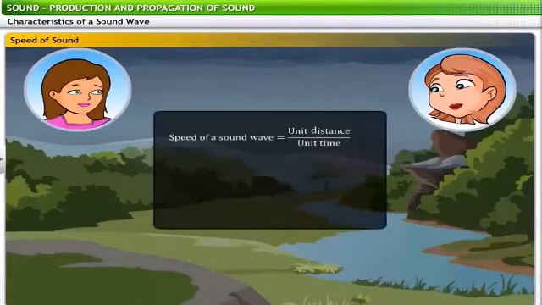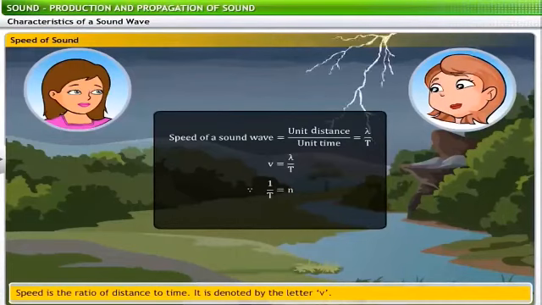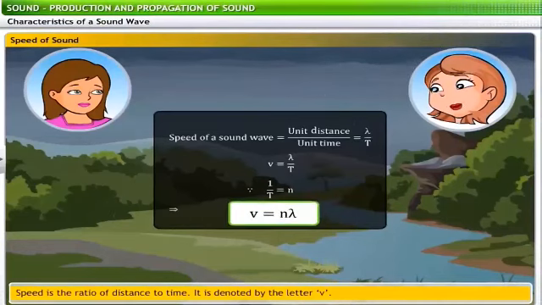Speed is the ratio of distance to time. For a sound wave, the unit distance is its wavelength, lambda, and the unit time is the time period, T. Therefore, the speed of a sound wave is the ratio of its wavelength to its time period. It is denoted by the letter V. You know that the reciprocal of the time period of a sound wave is equal to its frequency. Therefore, the speed of a sound wave is the product of its frequency n and wavelength lambda.